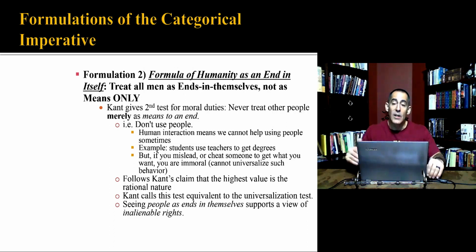So this follows Kant's claims that the highest value is the rational nature, and Kant calls this test equivalent to the universalization test. So really, again, it's the same categorical imperative. It's just a different way of looking at it. Okay, so seeing people as ends in themselves supports a view of inalienable rights, which is very important here.